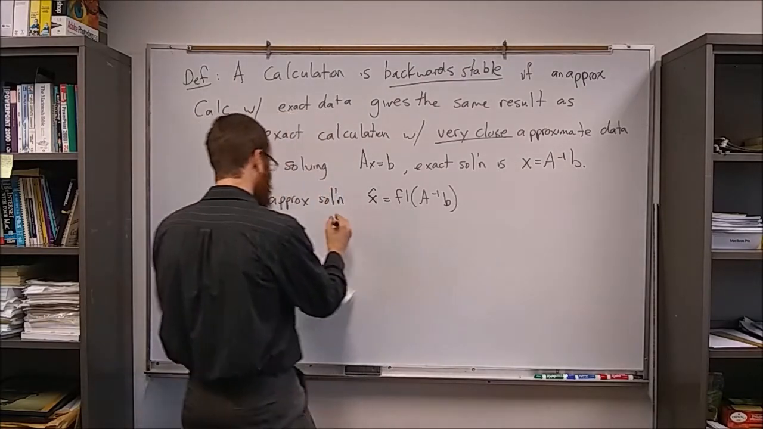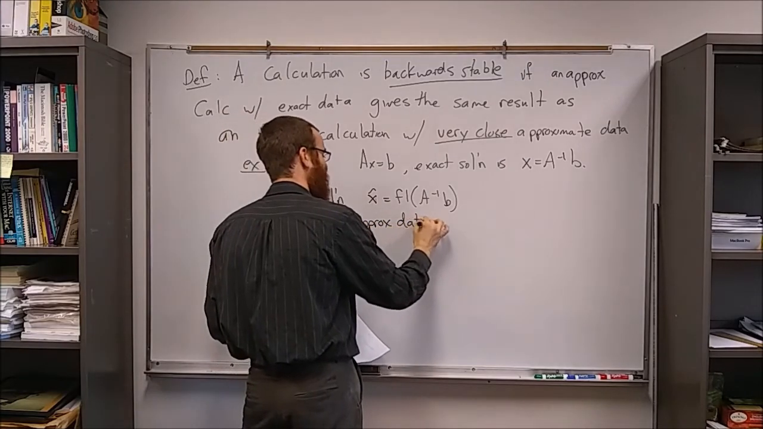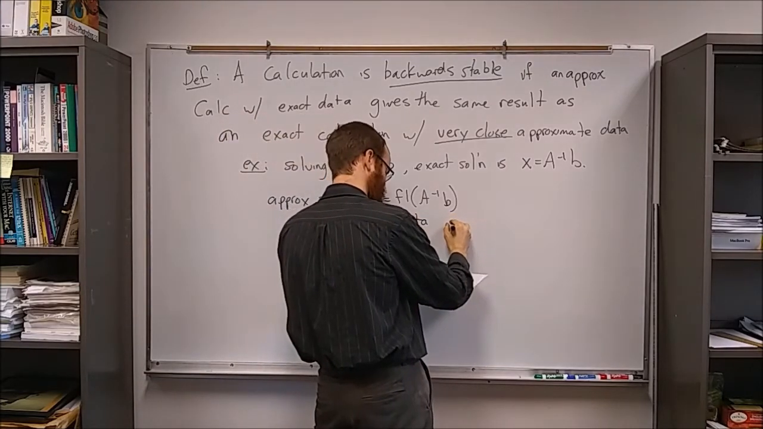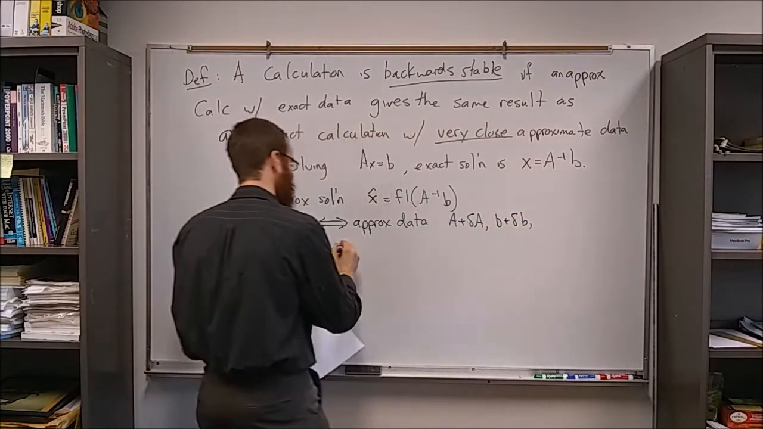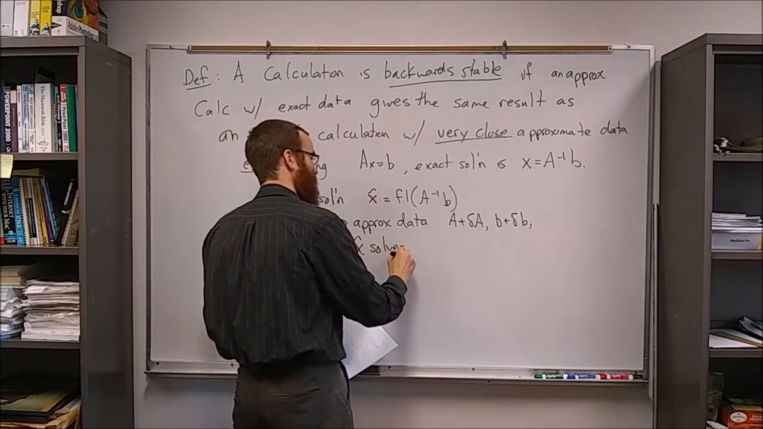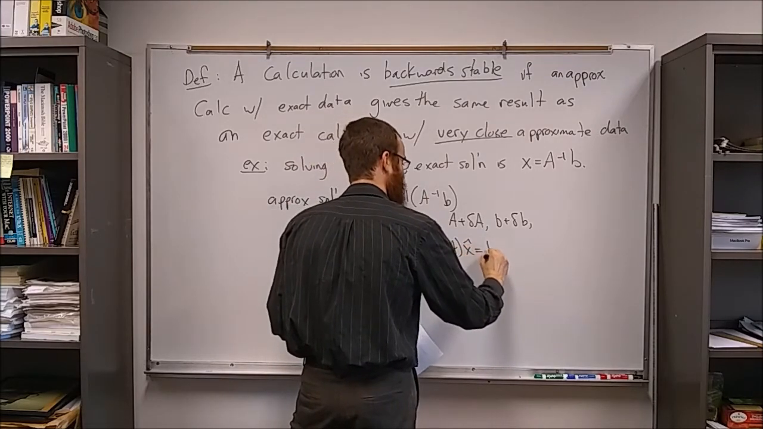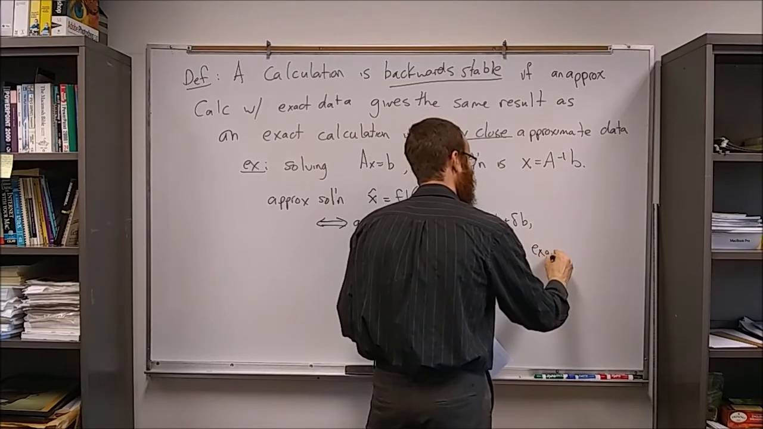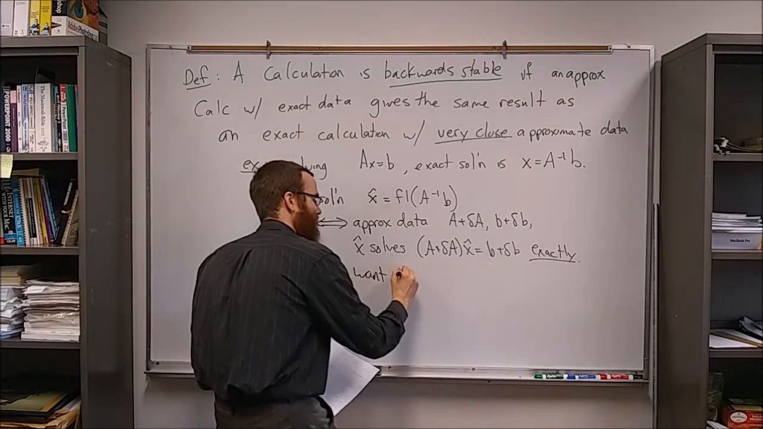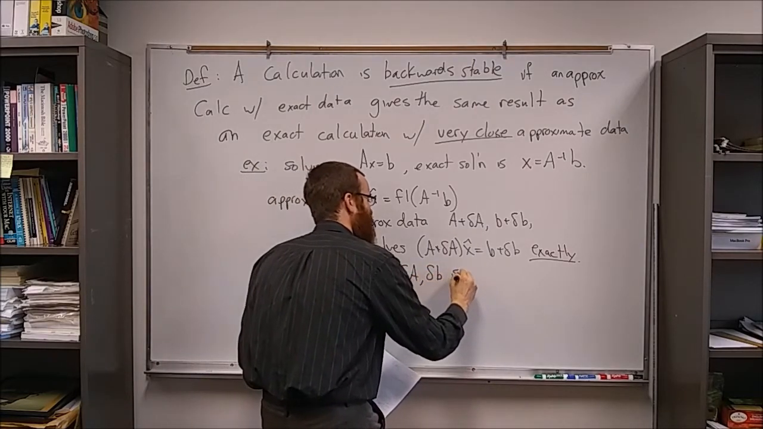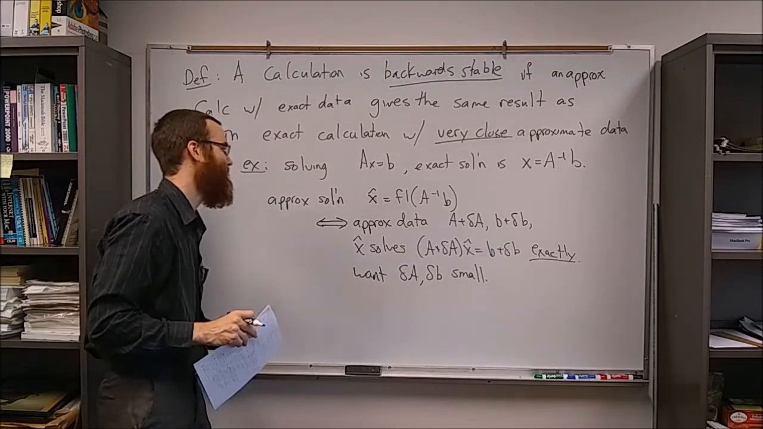So we're just thinking of X hat being what you get out of the computer, right? We want this to be equivalent to saying we have approximate data, A plus delta A, B plus delta B, and X hat solves (A plus delta A) X hat equals B plus delta B exactly. And of course we want delta A and delta B small, relative to the size of B and A originally.